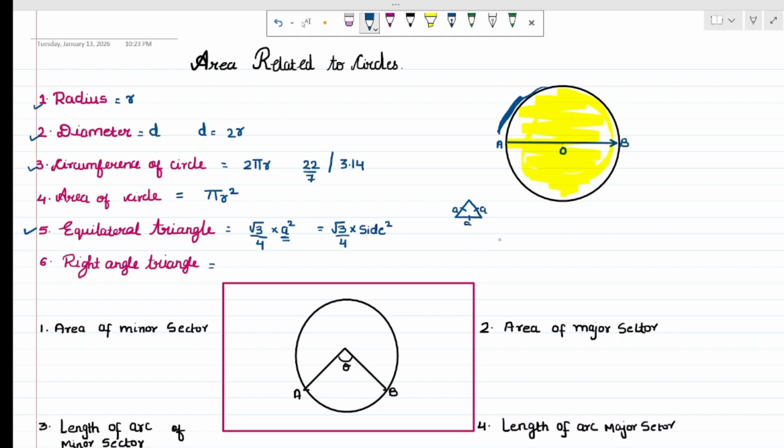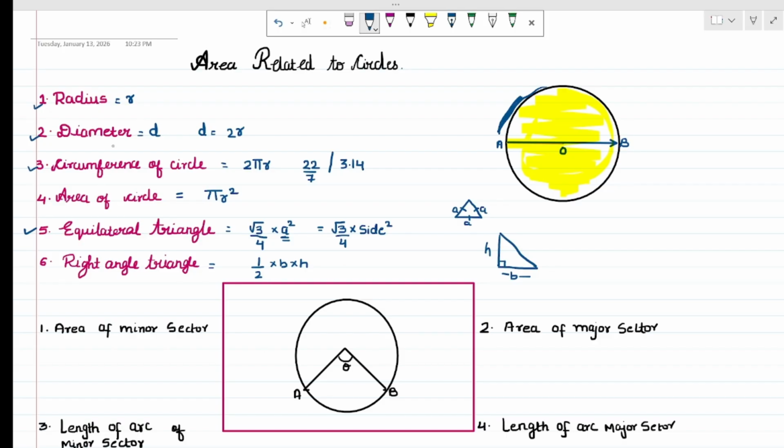Okay. Next comes your right angle triangle. Now what does a right angle triangle mean? A right angle triangle means a triangle with one angle of 90 degrees. That means one angle having the measure of 90 degrees is called a right angle triangle. For a right angle triangle, the area formula is half into base into height, or you can say altitude. Now this is my base and this is my height.